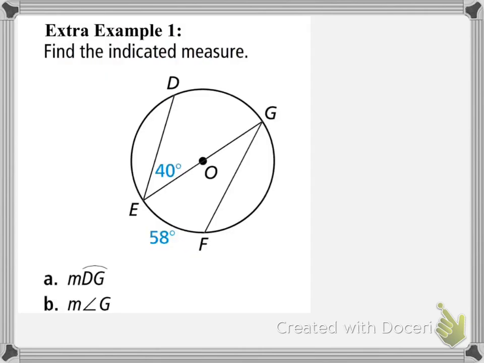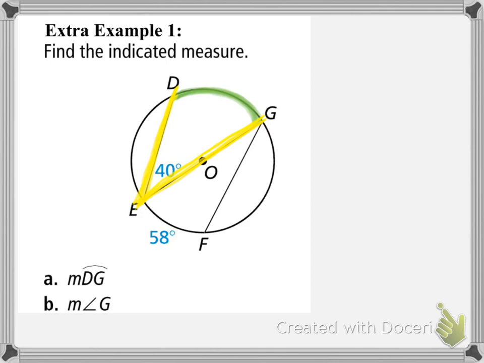This is where highlighters are really useful, because sometimes it's hard seeing that intercepted arc. Here we're looking for the measure of arc DG. So I'm going to highlight DG. The measure of arc DG is this one right here. But if you notice, this angle from D to E to G subtends it. So there's my inscribed angle.